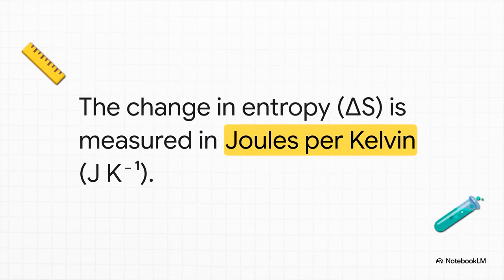And the units we use for this are joules per Kelvin. So what does that actually mean? Well, you can think of it as telling you how much the disorder ramps up for every single degree of temperature, fueled by a certain amount of energy in joules. It's a really elegant way to put a number on chaos.